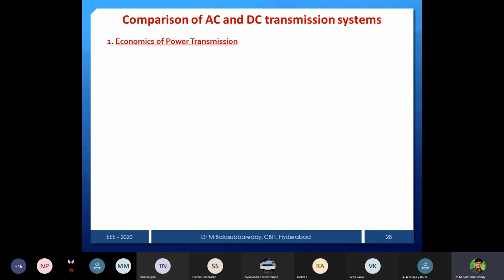First we will see the economics of power transmission. The meaning of economics is in terms of cost, nothing more than that. The cost of a transmission line, or the cost of generation, is there in a power system also.